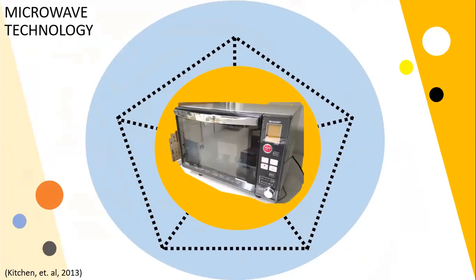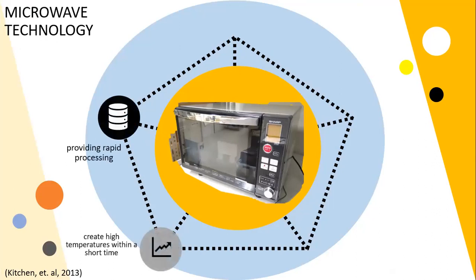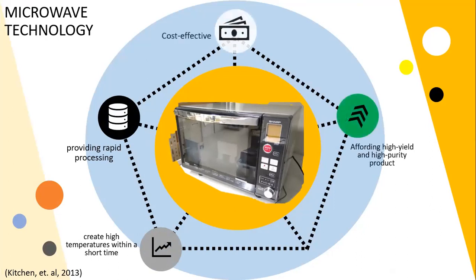Nowadays, microwave heating is often used to synthesize materials because energy efficiency, sustainability, and economic viability have become increasingly important in the materials manufacturing sector. Microwave heating methods help to achieve those criteria by providing rapid processing. The other advantages are it can create high temperatures within a very short time, exceeding 1000 degrees Celsius, often affording high yield and high purity products. Faster, simpler, and more cost-effective process.